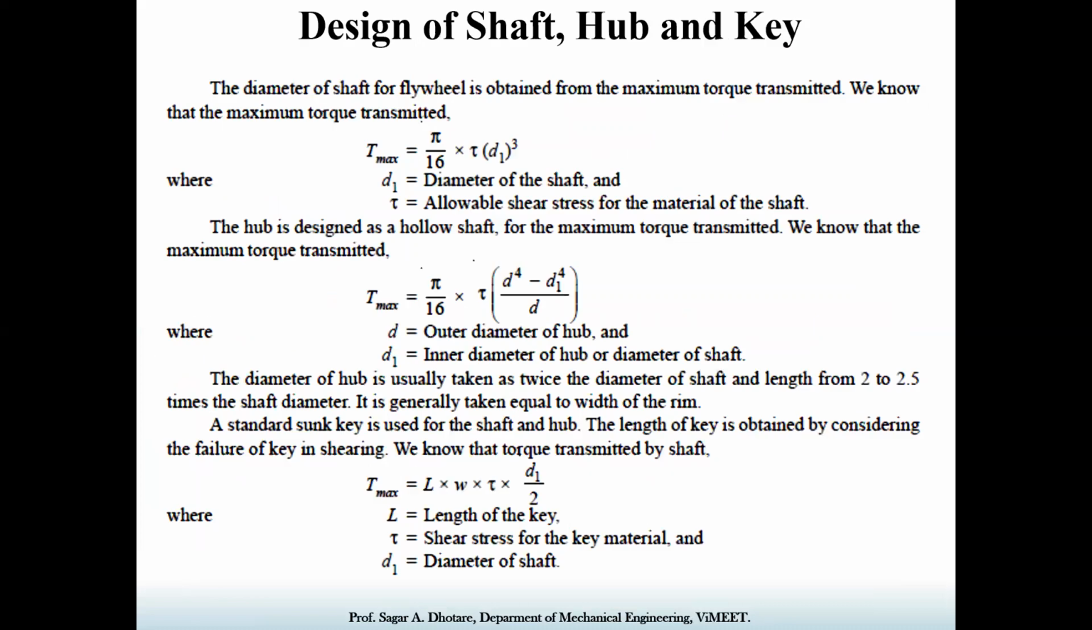Okay, so next one is the design of shaft, hub and key. Now shaft is designed based on the torque. Okay, hub is also based on the torque, and the key is also based on the torque. Key is obtained with the equation that T max is equal to n into l into w into tau into d1 by 2, where L is the length of the key and D is the diameter of the shaft.